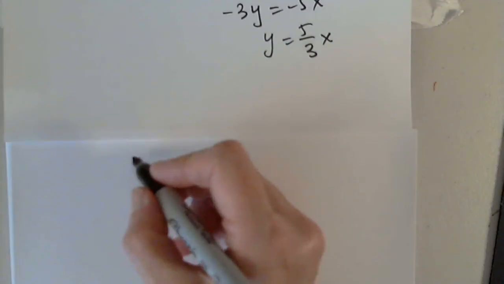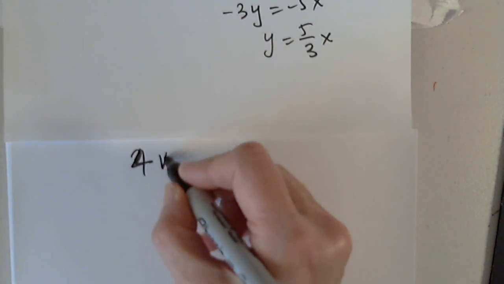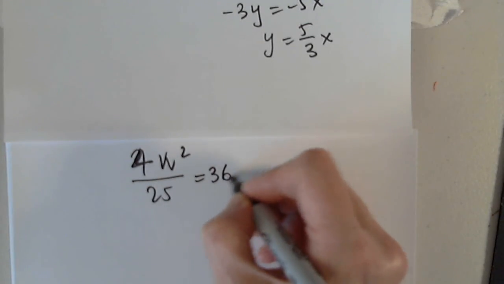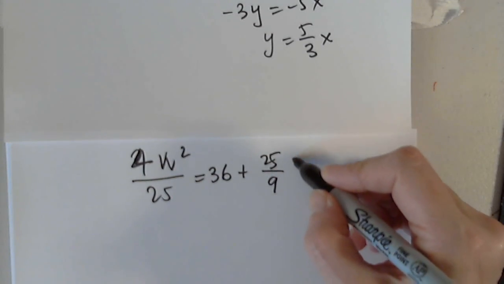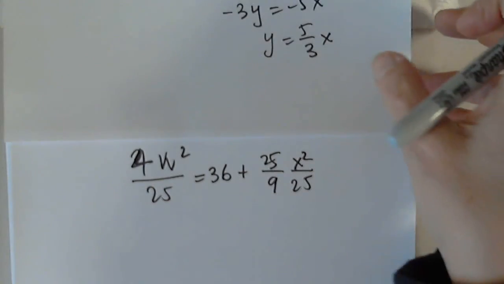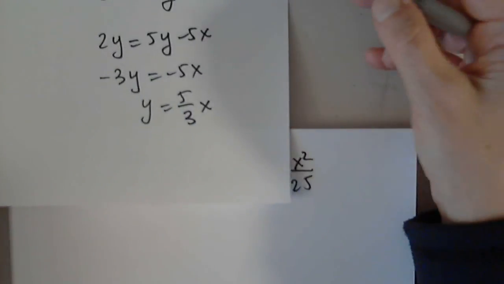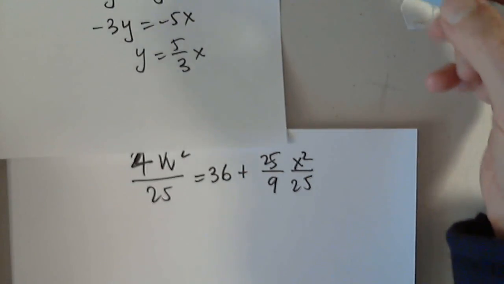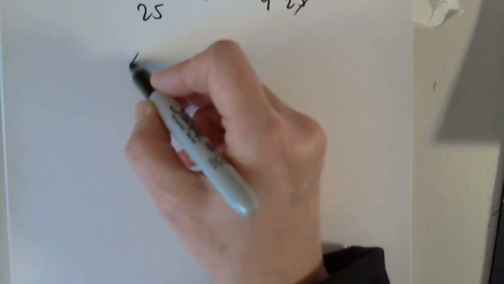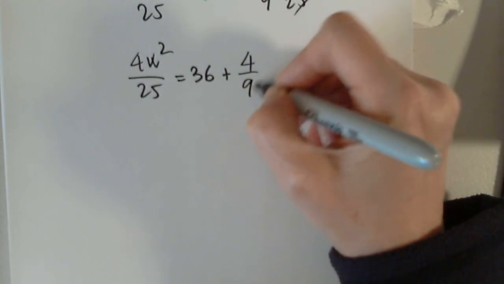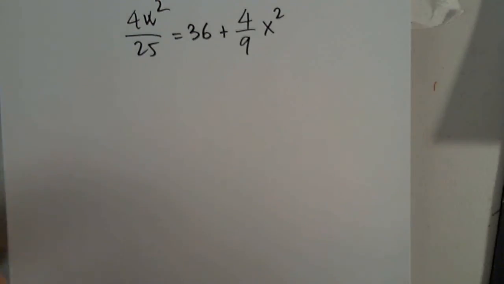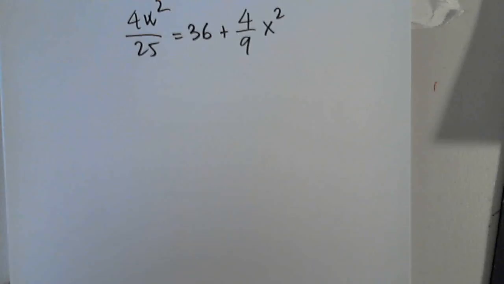Okay, so 4 directly, let me square, over 25 equals 36 plus 25 over 9 x squared over 25. So we had y squared, which was 25 over 9 x squared, and multiplied by 4. Okay. So these two go away. So I have that 4w squared over 25 equals 36 plus 4 over 9 x squared. And finally, we will differentiate both sides, and that's it.